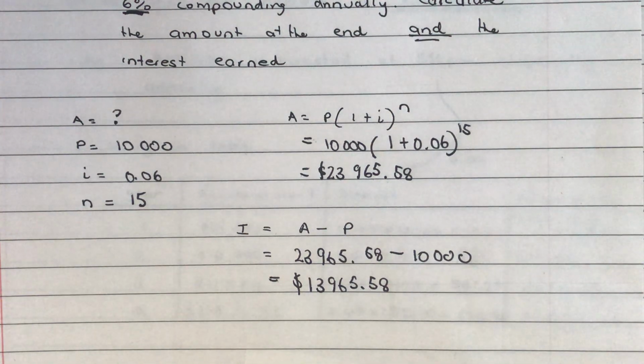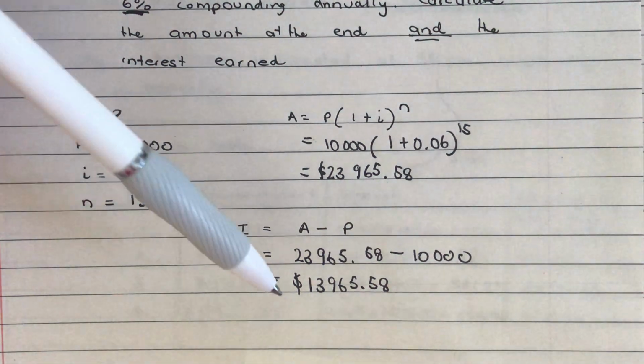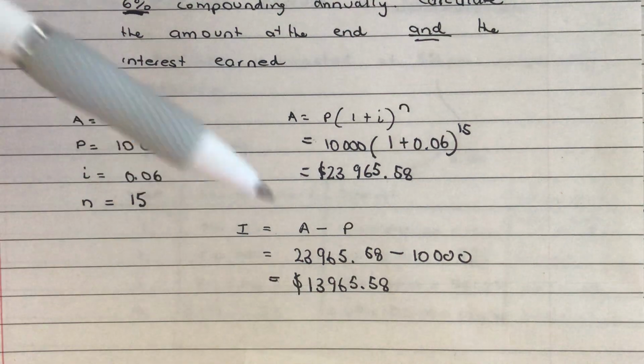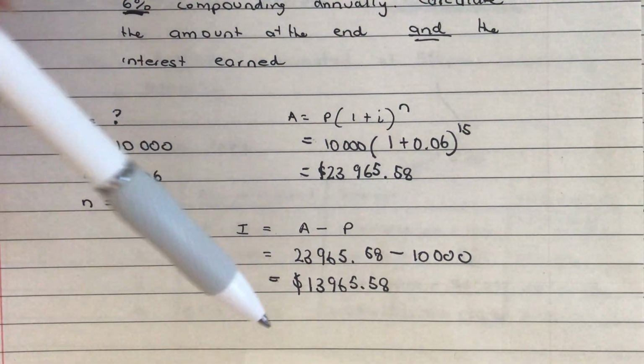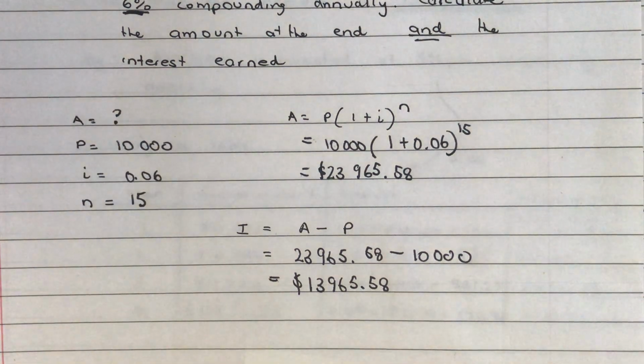So look at what you're being asked. Are you asked the amount at the end, or are you asked how much interest? If you want the interest, you do have to find the amount first and then take away what you started with. Now you should be able to work on those questions from the textbook that are on compound interest for a number of years, and you're calculating either the amount or the interest that you have earned.